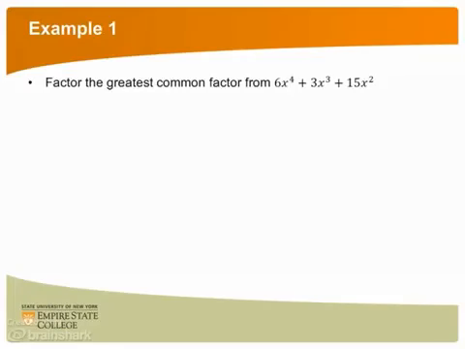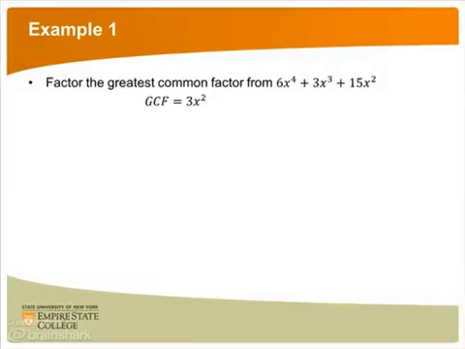For the first example, suppose you wanted to factor the greatest common factor from the terms of the polynomial 6x to the 4th plus 3x to the 3rd plus 15x squared. First, we need to find the GCF. Using the same techniques we looked at earlier, we find the greatest common factor to be 3x squared. We write the 3x squared and open a parentheses.